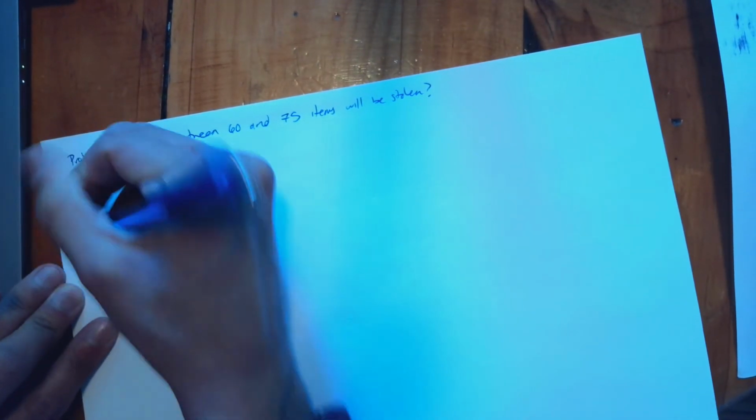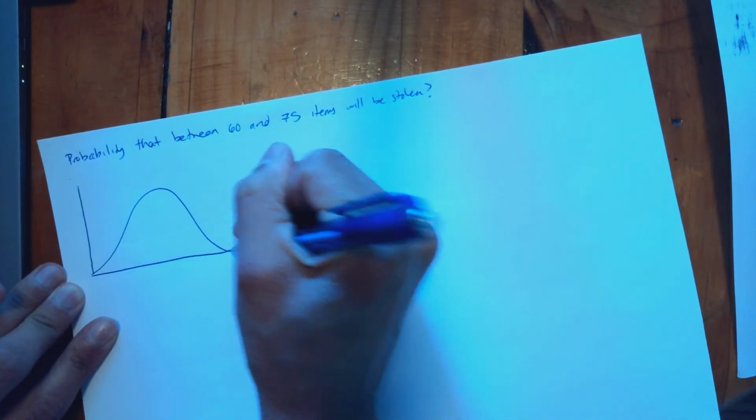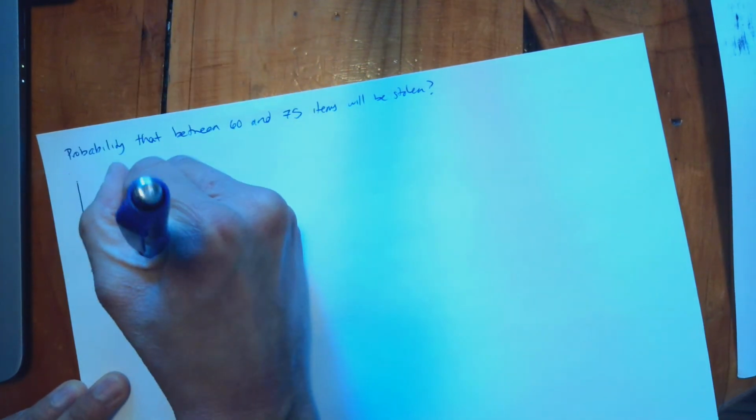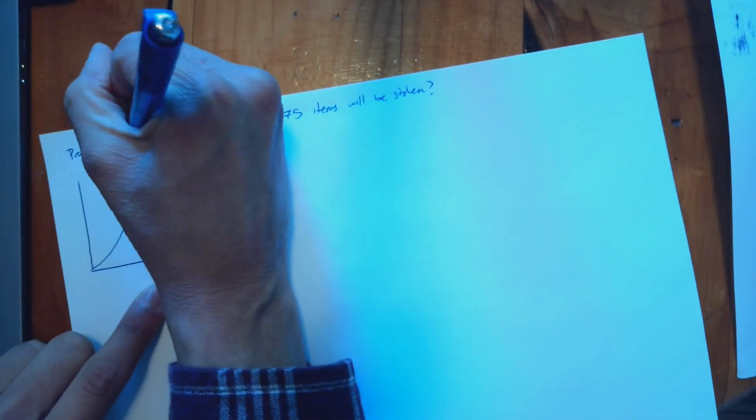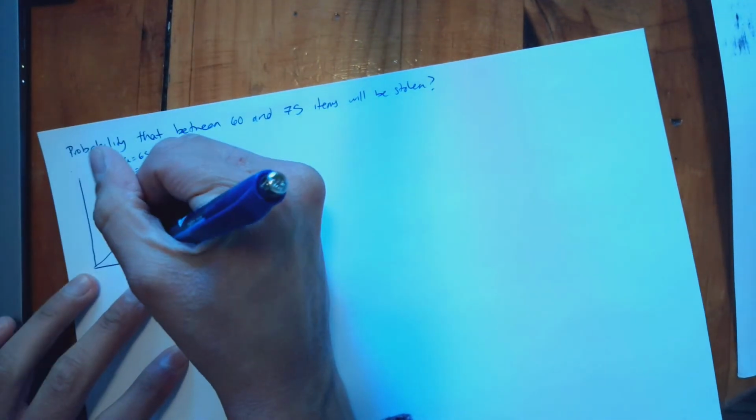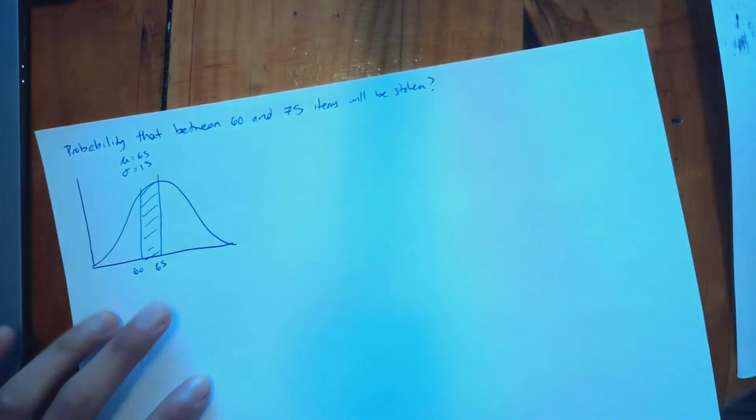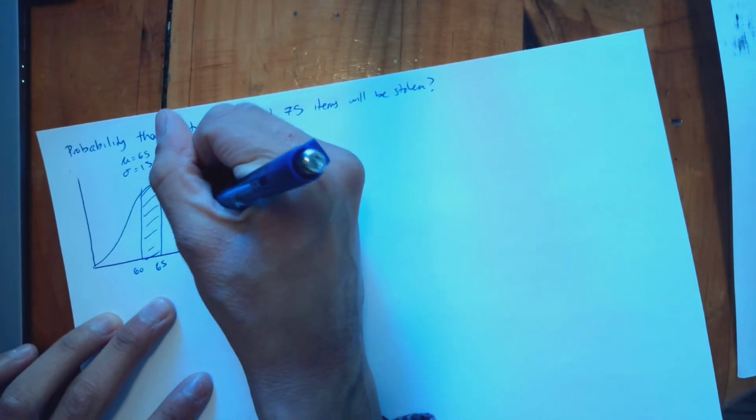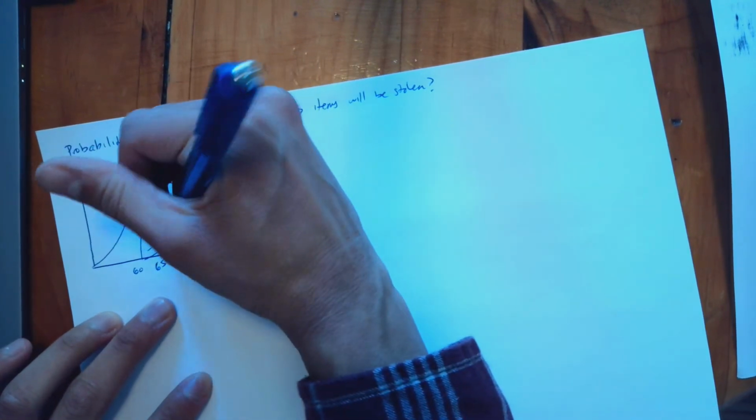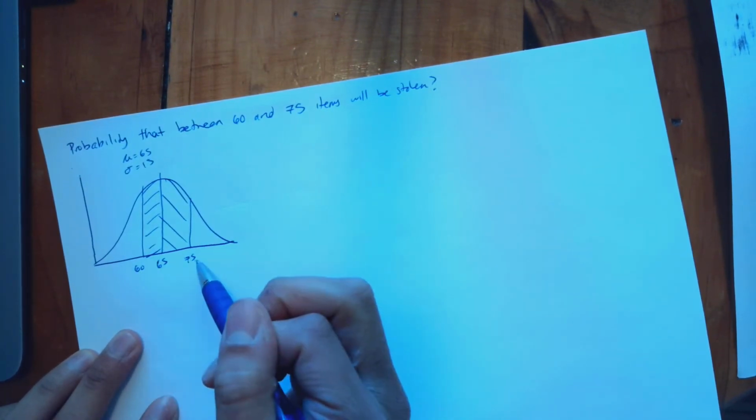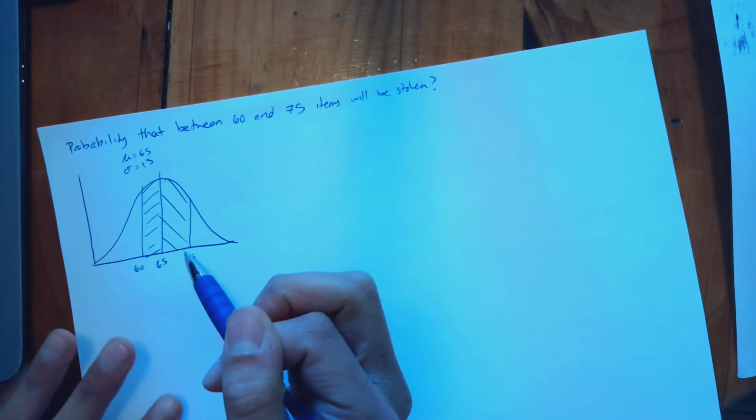So first step is going to be to draw this out. We have our mean at 65, so we have mean is 65, standard deviation is 15. We want to know the probability that between 60 and 75 items will be stolen, so slightly different set of numbers. And this means that we're interested in the area under the curve between 60 and 75. So now we have area on either side of the mean.